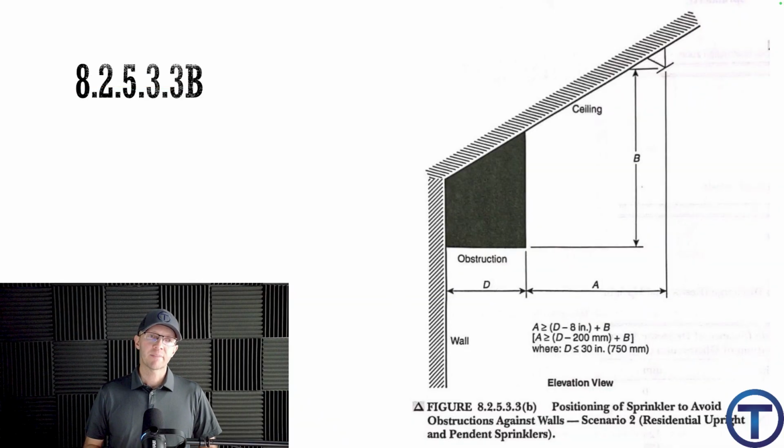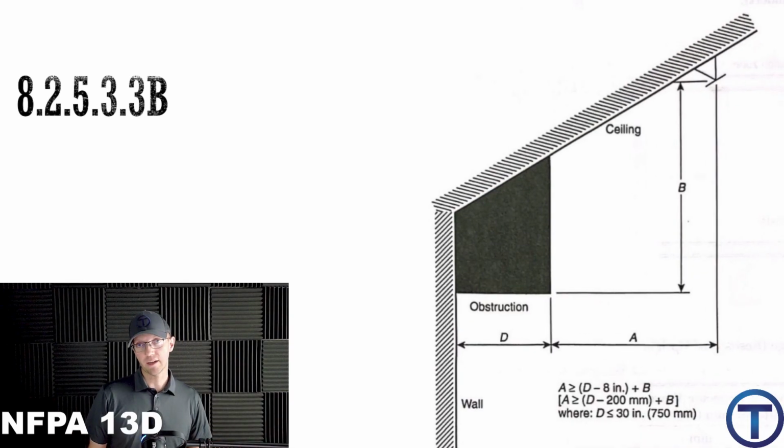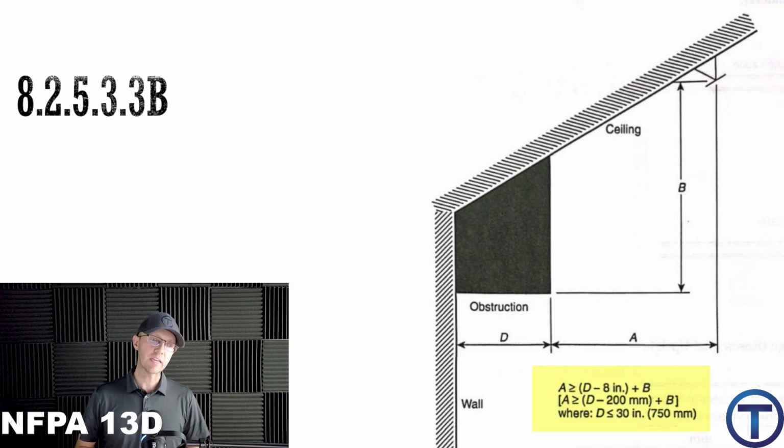Let's try out another diagram. This is B, and this is dealing with a sloped ceiling. Not a lot different here than what we were just seeing, other than that the ceiling is now sloped. We have an obstruction on the left, and we have the same formula. Check that out. A is greater than or equal to D minus 8 plus B. It's just a little bit different orientation.